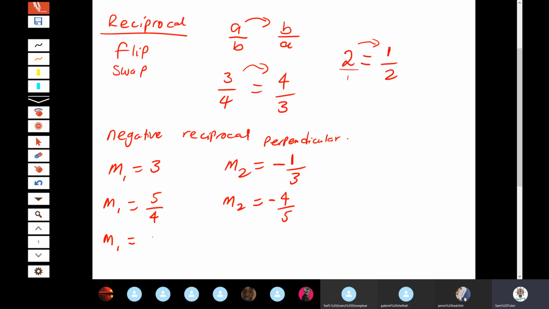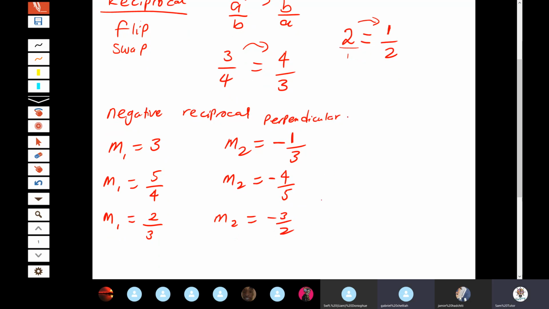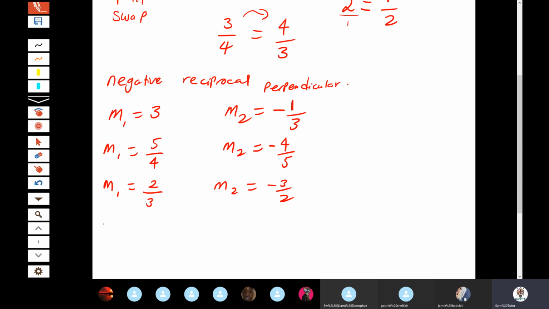If one gradient is 2 over 3, what's the gradient of your perpendicular? -3/2, right? Yeah, easy. All right, let's do a few more.